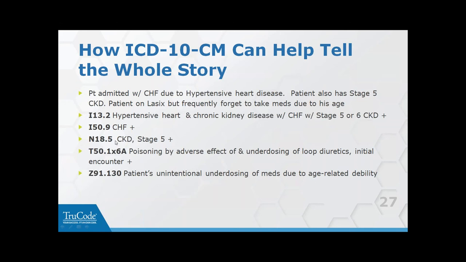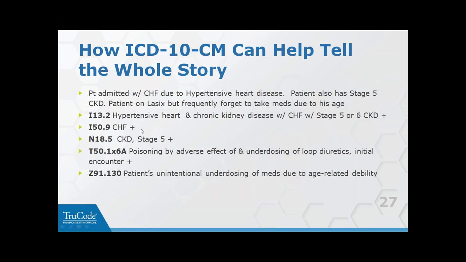What I can't code in ICD-9 that I can code in ICD-10 is, as Paul Harvey used to say, the rest of the story. I can show, hey, why has this guy been in the hospital 5 times this year for congestive heart failure? That doesn't make sense. Is the hospital sending him home too early? Is the doctor not doing their job correctly? Well, now we have this new term called underdosing, and we can code it and say this person is not getting the full effect because they're underdosing. They're not taking enough of their medication. I can add an additional code that says the reason why: patient's unintentional underdosing of meds due to age-related debility.